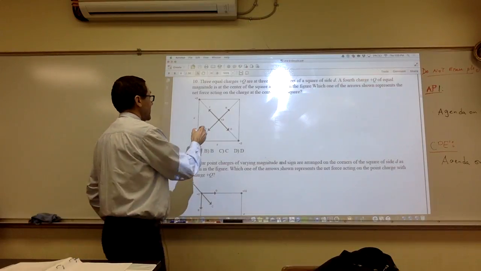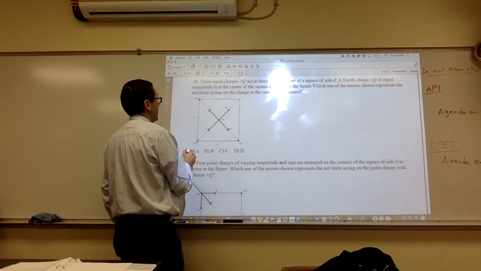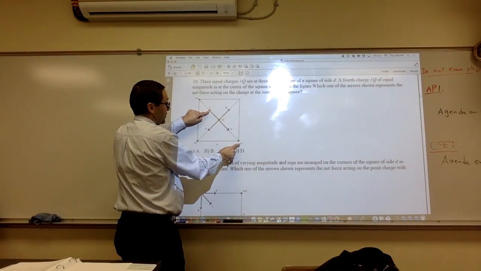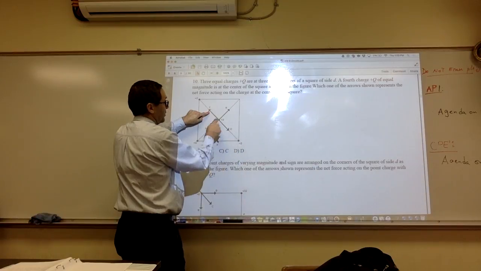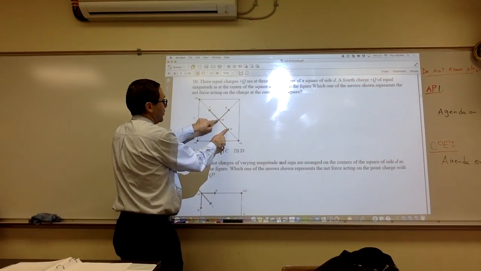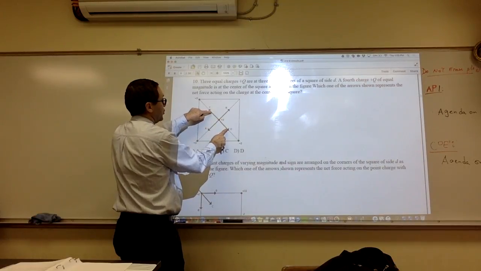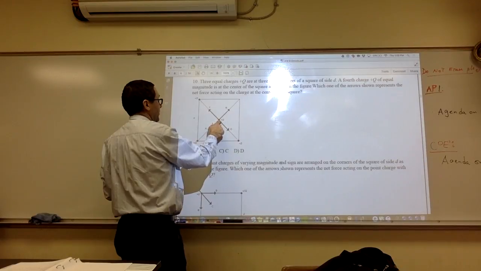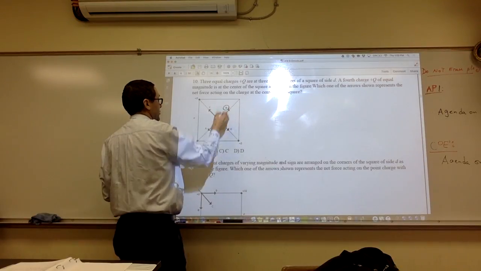Now we're looking at the force at the center here. Well, these two forces, C and D, have to cancel, right? Because C is the force from this bottom one on this middle one, and D is the force from this top one on the middle one, because it's a repulsive force. So these two will cancel, right? And B is a repulsive force on the center, so the answer should be B.